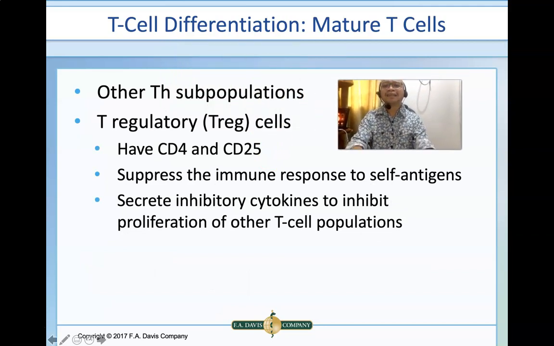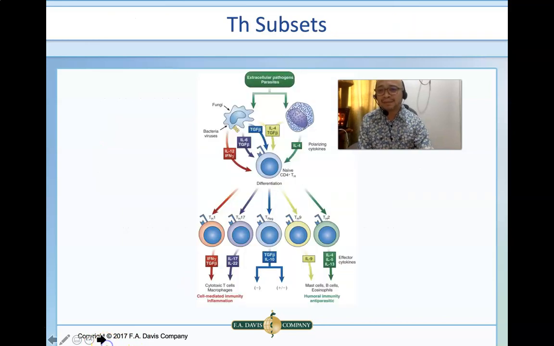Now there are other T cell differentiations. We have the Treg, not T-Rex, Treg. Treg stands for T regulatory cells. T regulatory cells have both CD4 and CD25 as receptors. The Treg regulates, which means that they can suppress the immune response to self-antigen, and at the same time, they can secrete inhibitory cytokines to inhibit proliferation of other T cell populations.